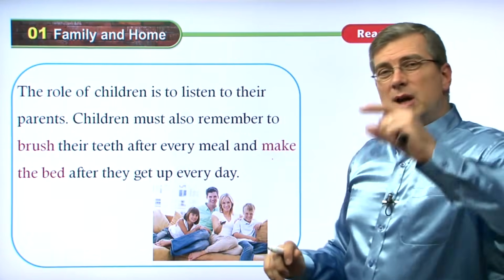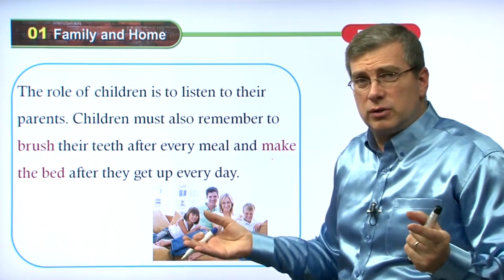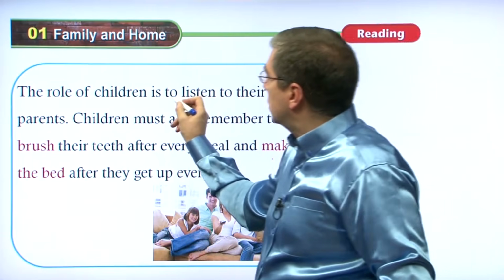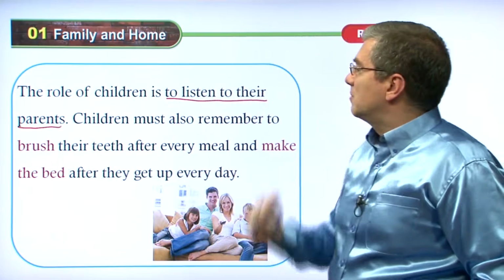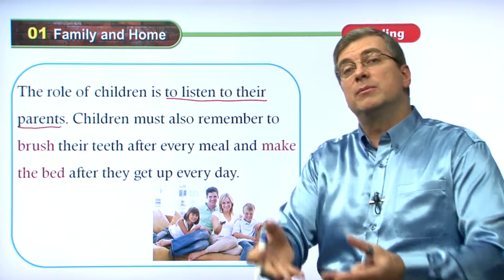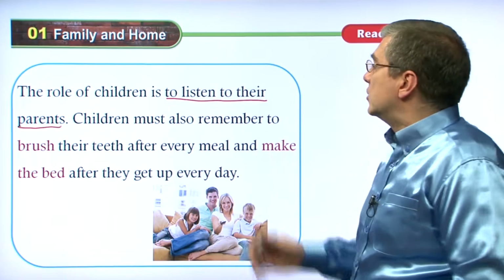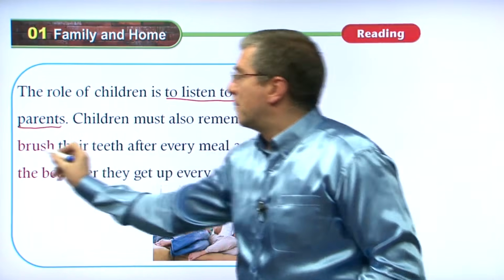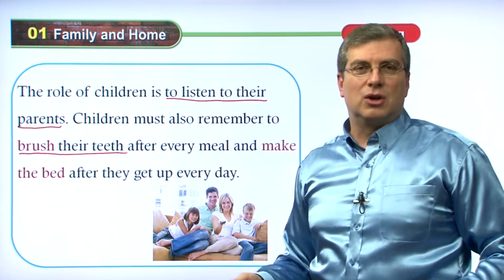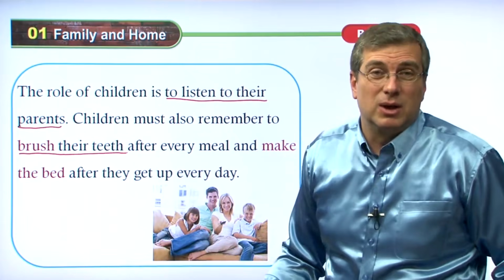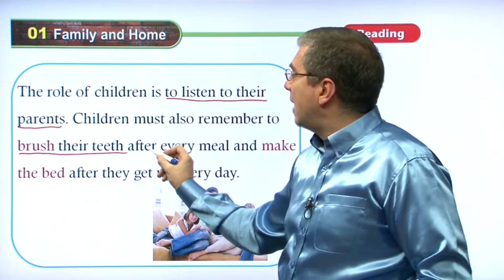The role of children. We talked about the role of parents is to take care of the children, but what about the children? What is their role? The role of the children is to listen to their parents, right? That's important. Children must listen to their parents. When the parents tell them something, children should listen and follow or obey their parents. Children must also remember to brush their teeth after every meal. So yeah, another role of the children is to stay healthy, but that's the role of everybody, really. But to brush their teeth, brush their hair to look nice. Brush their teeth after every meal.